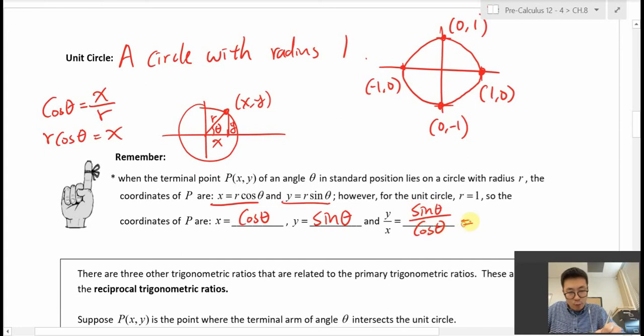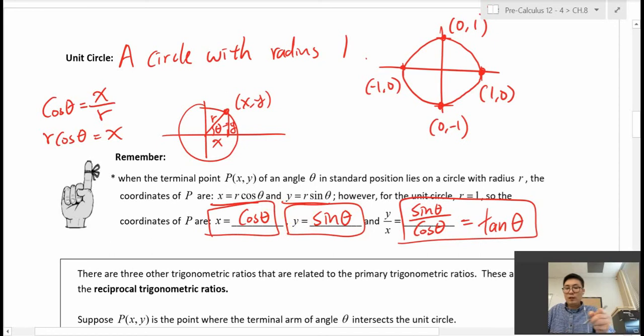And why is this important? Because y over x is simply tangent, right? Because that's opposite over adjacent. That's the opposite side, that's y, and x is the adjacent side. So y over x is equal to tangent theta, which is equal to sine theta over cosine theta. Okay, so that's important.